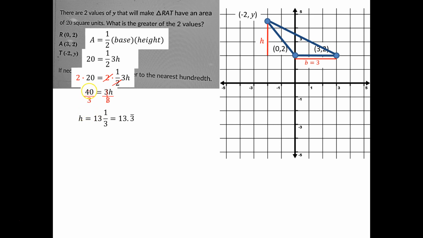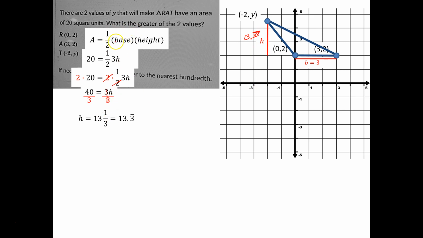13 times 3 is 39 with 1 left over. So 13 1/3, or 13.3 repeating. So this height value here is about 13.333333 forever. If I'm rounding to the nearest hundredth, I'll do that at the end, but you never round until the very end, so I'm going to leave that as 3 repeating for now. Well, that's the height of the triangle that makes the area 20.